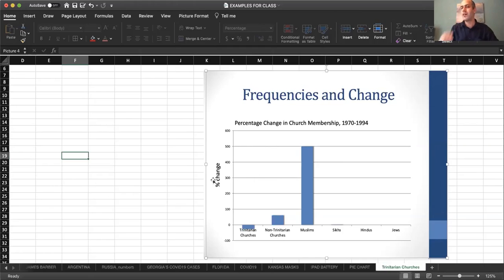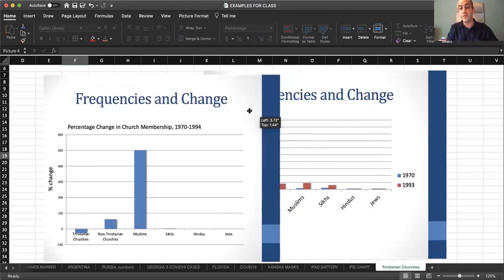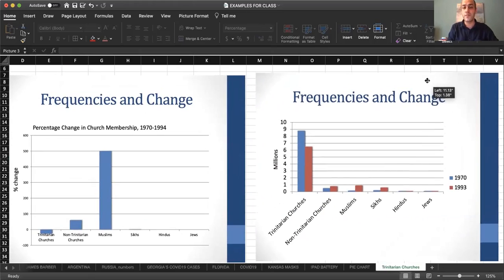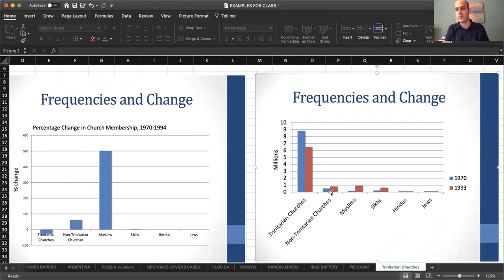That's why if you look at the absolute frequencies, actually, I prepared it for you here. This was the real data. This is the Trinitarian churches, this is their decrease. This is the non-Trinitarian churches, this is their increase, and this is the Muslim increase. There you can still see the increase, but this 500% increase is not as dramatic as this one. So always pay attention to the absolute figures and the relative figures.